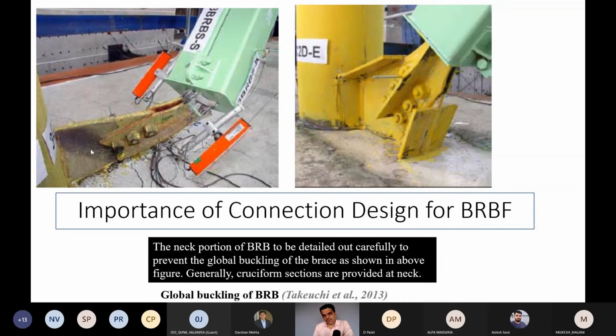So now to make this connection adequate, these plates are added here. Here we can see there are no stiffeners on this plate. Now these stiffeners are added, and thereafter further experiments were done. And here we can see that now the specimen is intact. So the philosophy of design is very simple: no other parts of the BRB should fail before the steel core reaches its yield strength.